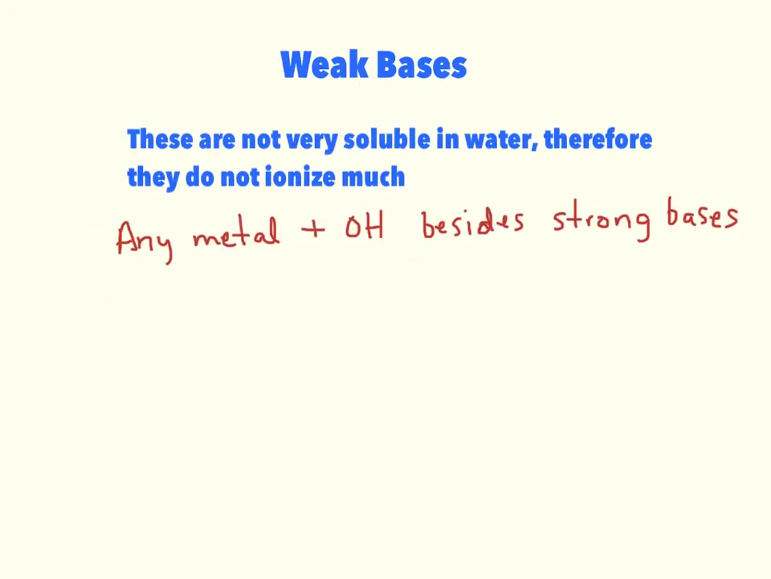Weak bases are not very soluble in water, and therefore they don't ionize much, so they don't make many hydroxide ions, just like the weak acids did for the hydrogen ions or the hydronium ions. Any metal plus an OH besides the strong bases we're going to consider to be a weak base. So, for example, we could have iron(III) hydroxide, which would be Fe(OH)3. This is a metal with hydroxide joined to it, but it is not in group 1 or group 2, and so that would be a weak base.